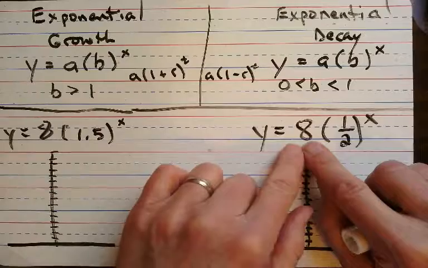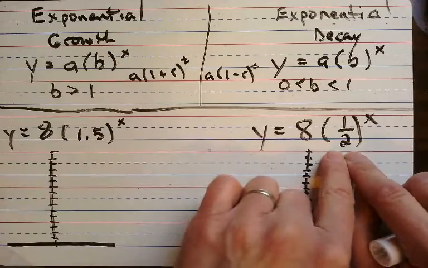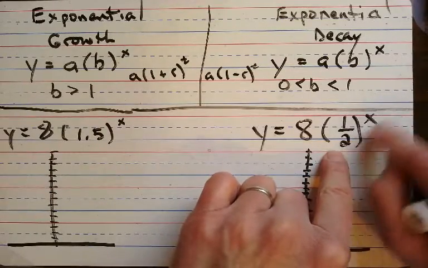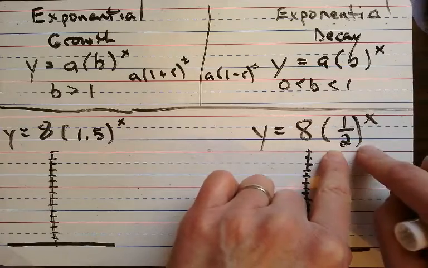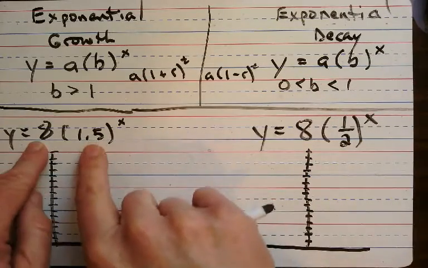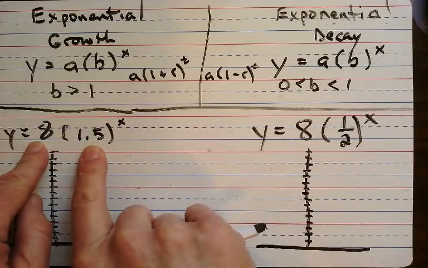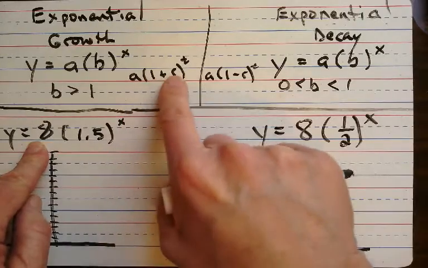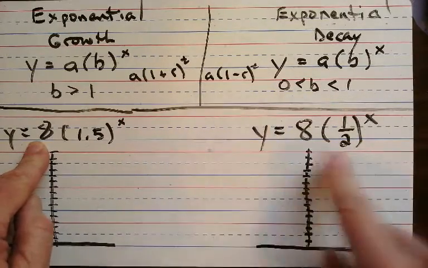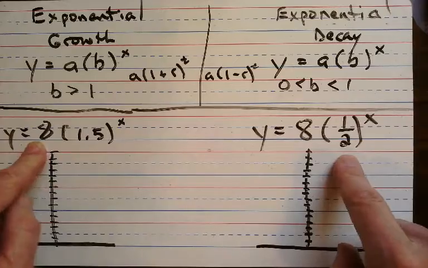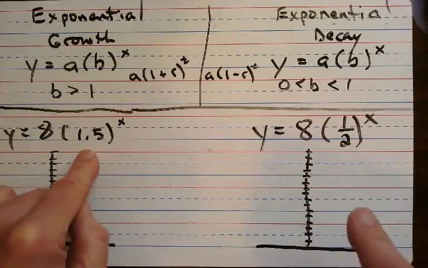So see here, I've got a big number, but inside the parentheses, the thing that I'm raising to the power, that's a fraction between 0 and 1. That means this one's decay. This one is greater than 1. It's like saying 1 plus a half, right? This is like saying 1 minus a half. So we know that this one's decay and this one's growth.